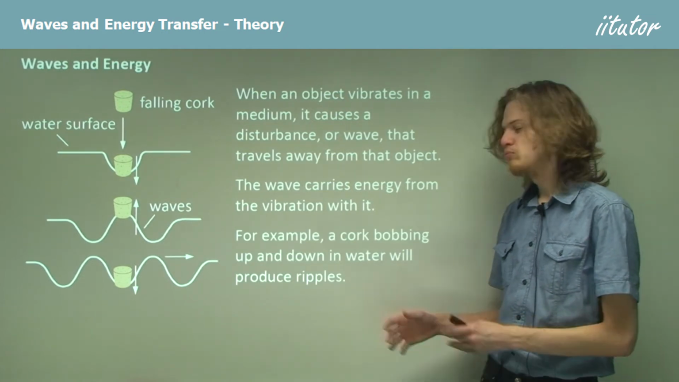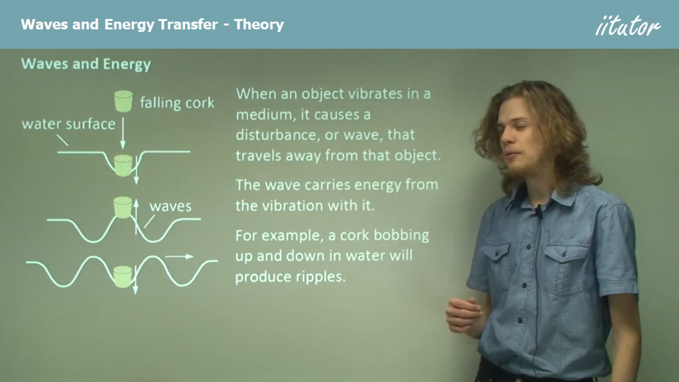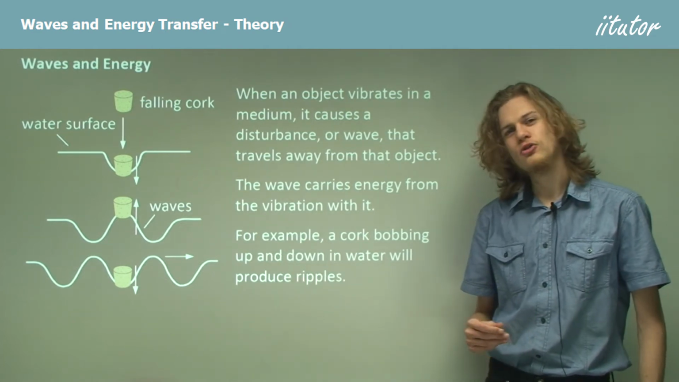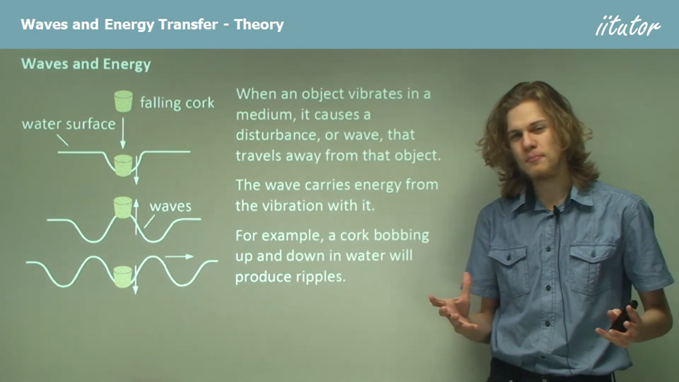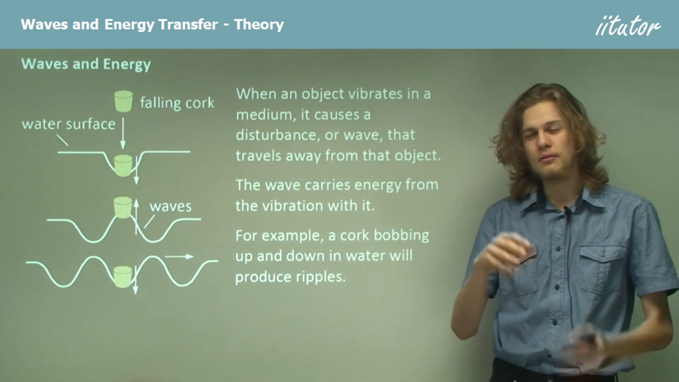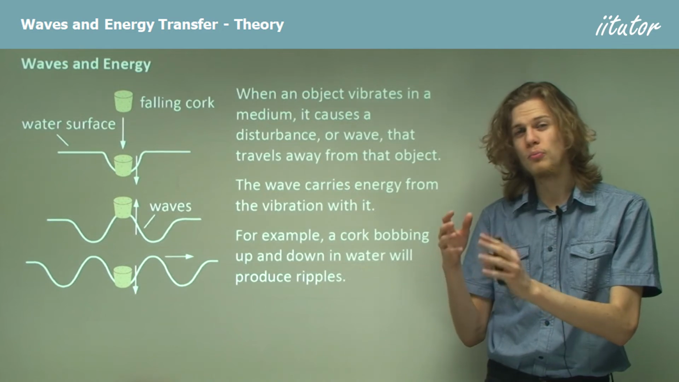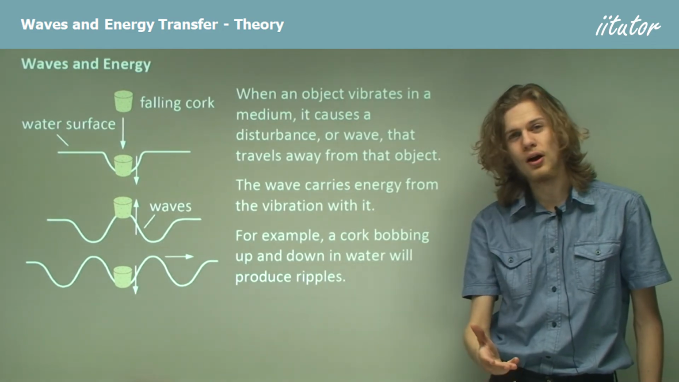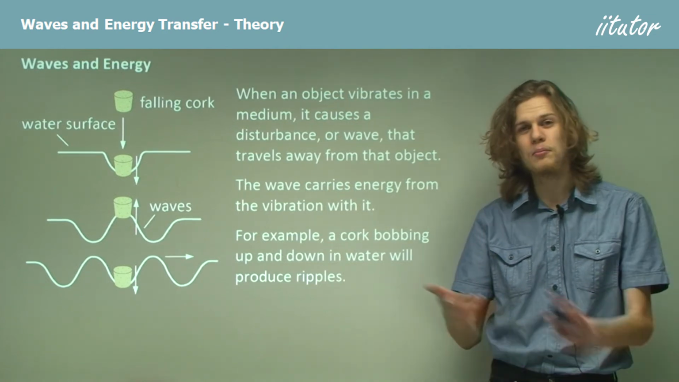So if we look at, once again, our example of a falling cork, it will produce ripples in the water. So these ripples are a form of wave. If we look at the water in the ripple itself, if we could look at the atomic scale and look at the water molecules, we would notice them only moving up and down as the ripple passed, without actually moving in the same direction as the ripple.